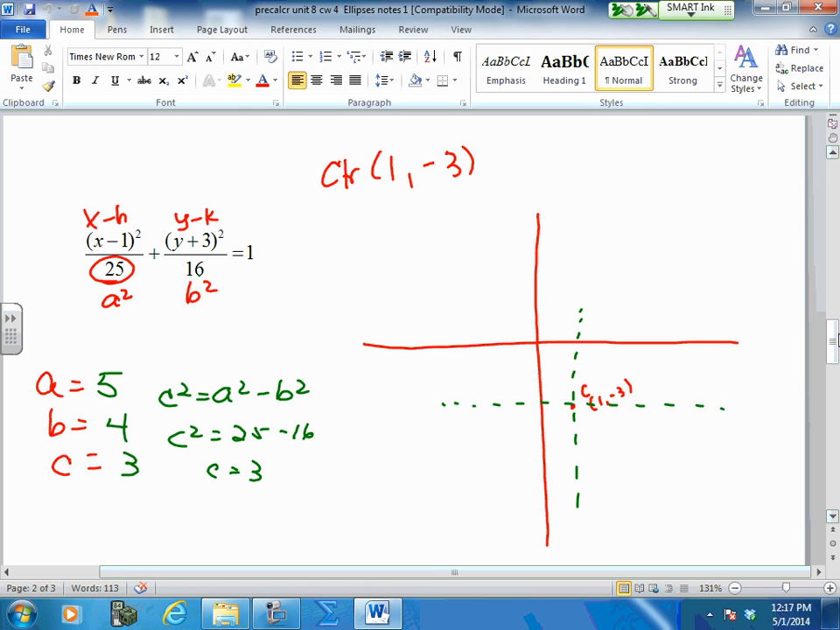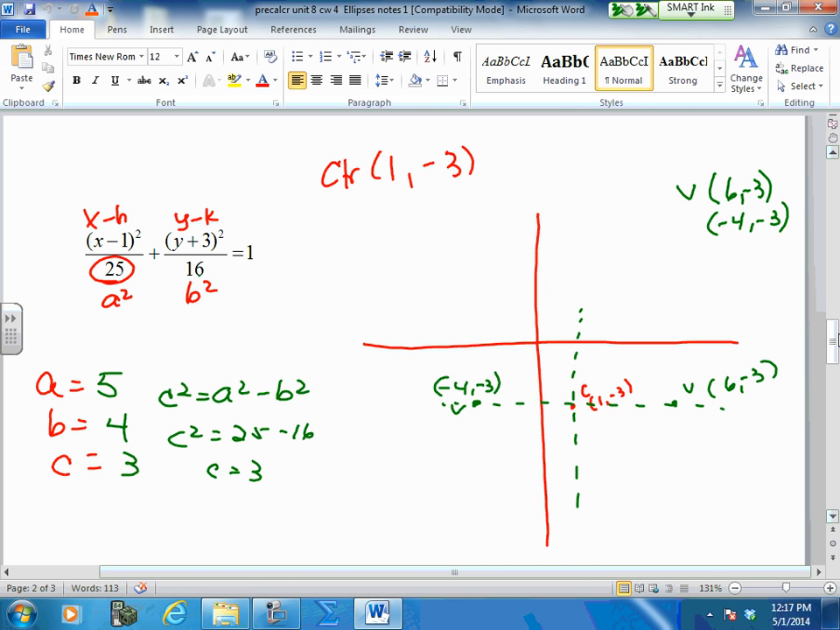So now, horizontally, we're going to move over 5. If I move horizontally, do I change my x or my y? X. So I'm going to add 5 to this. That's going to be my vertex. So 6, negative 3. So one of my vertices is 6, negative 3. Now I've got to go 5 the other way. I'm going to subtract 5 from that. So negative 4, negative 3. You okay with that? Are they each 5 away from the center?